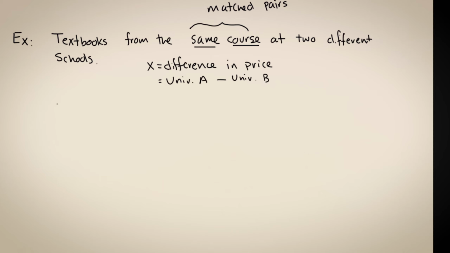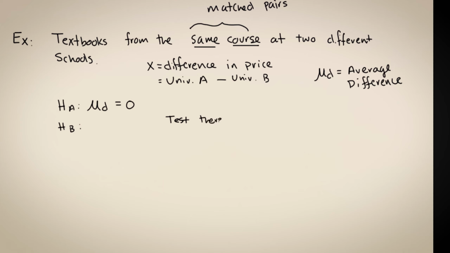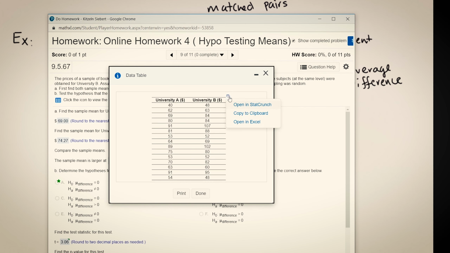Since I don't know anything else about these two universities, the null hypothesis is going to be that there's no difference. Without any evidence, there's no reason for me to believe that books at University A will be more expensive or less expensive than books at University B. So we use mu with a little d next to it to represent the average difference. So we're going to test if there is a difference. What it would mean if there is a difference in prices is that the average difference is not equal to 0. I'm going to open the data in StatCrunch.